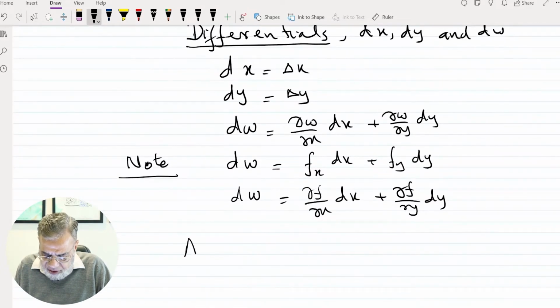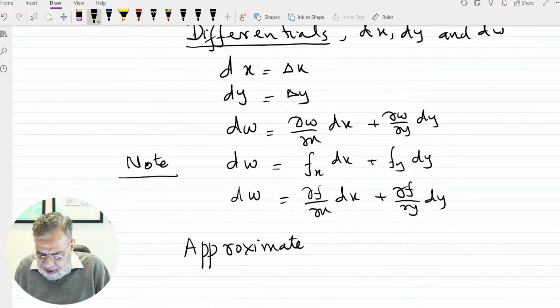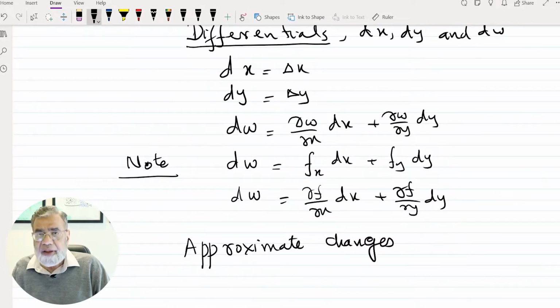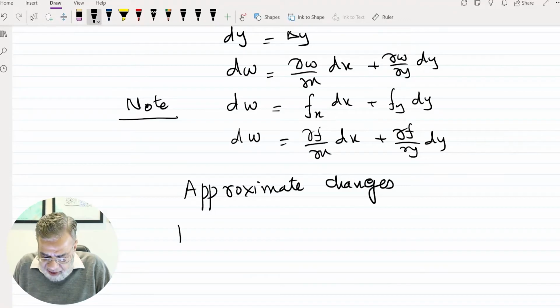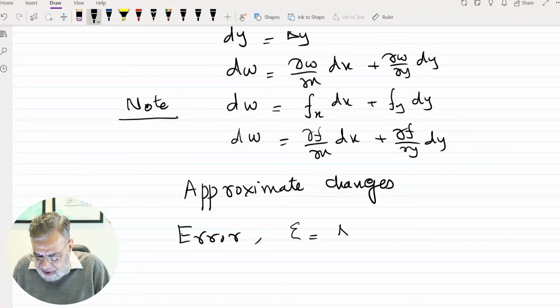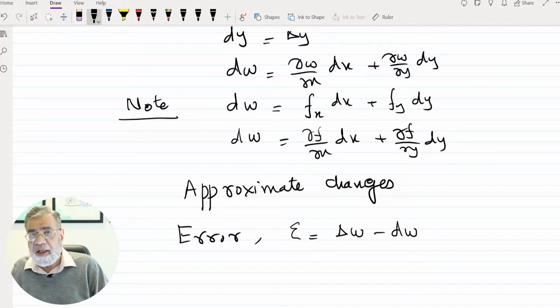We say they are approximate changes. That's our dw, dx, delta x. Now, as I said before, dw and delta w are not equal, because one is the exact change and the other is the approximate change. So there is a difference between them and that we call the error. The error in approximation is E, or epsilon, and this is delta w minus dw: exact value minus approximate value.